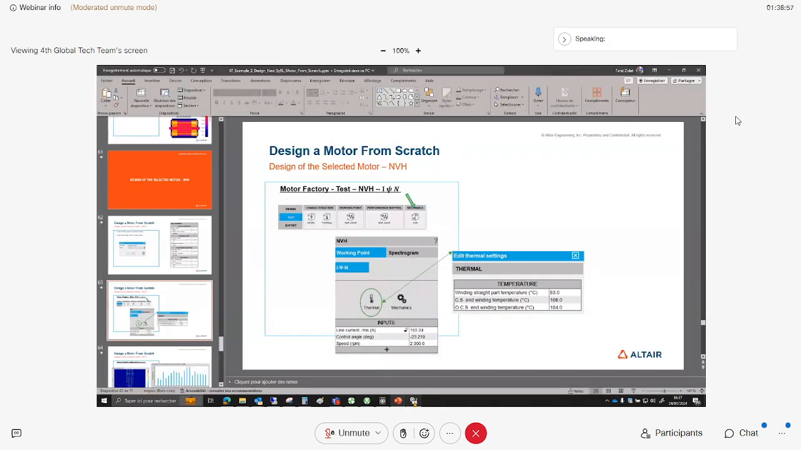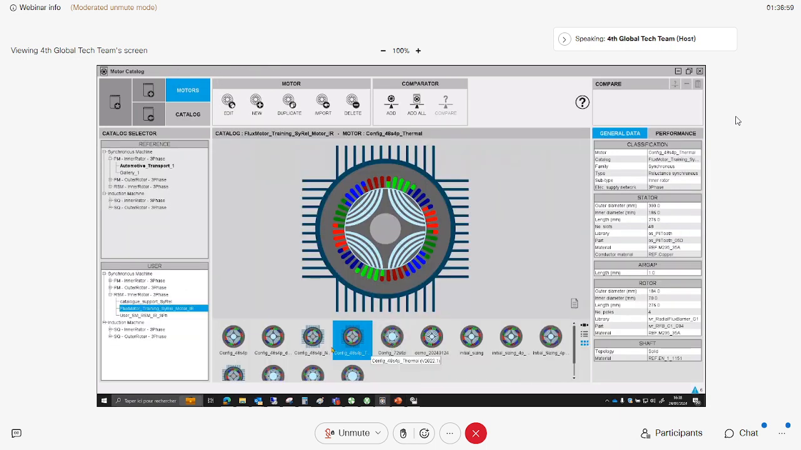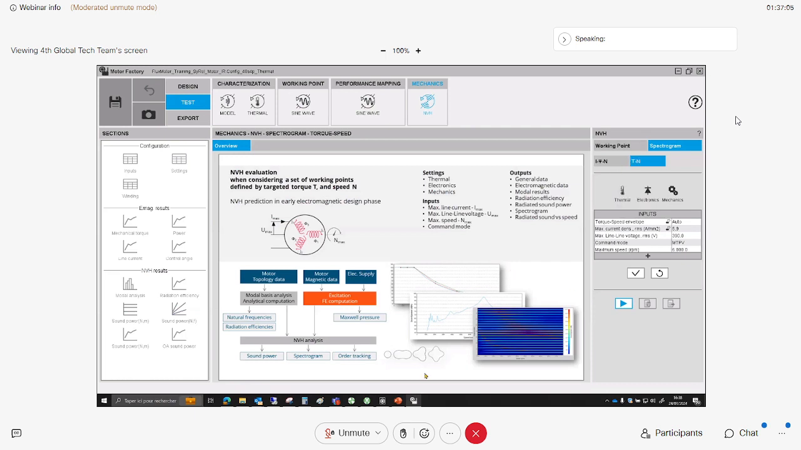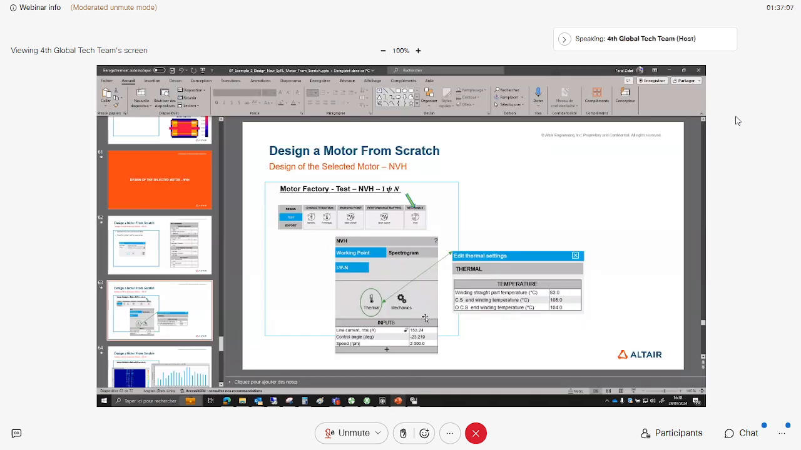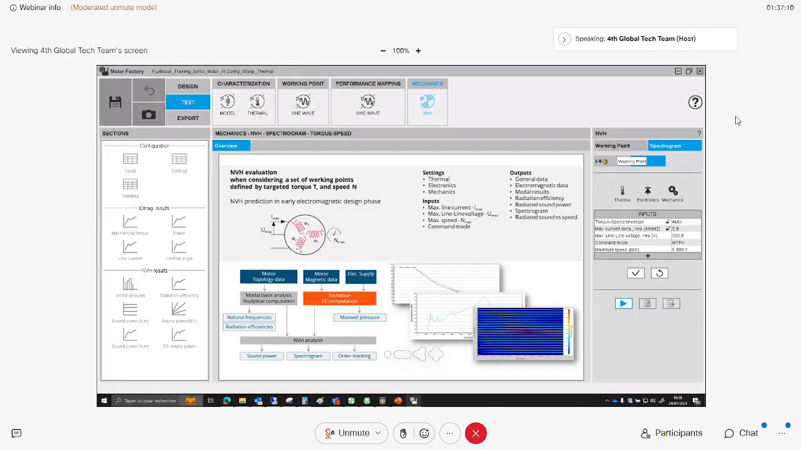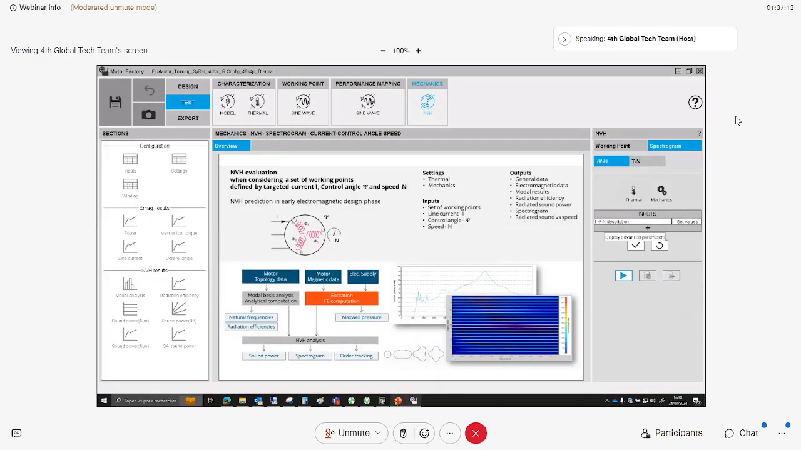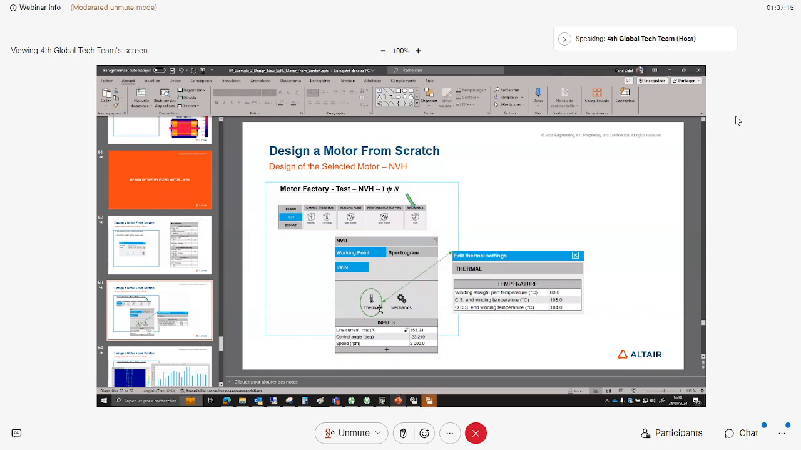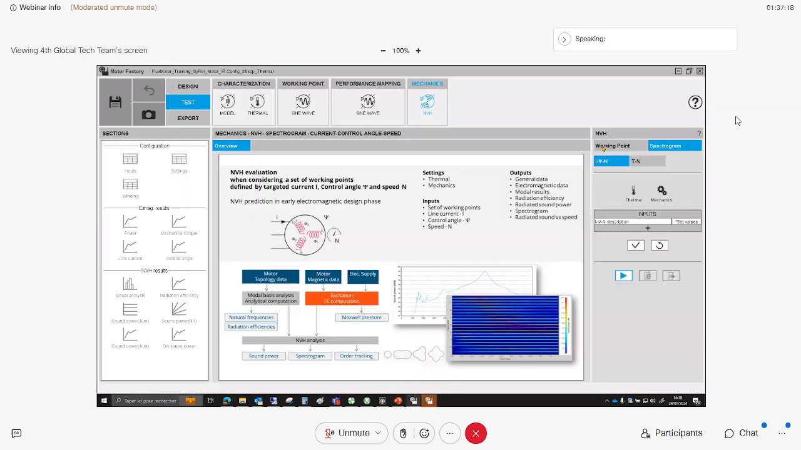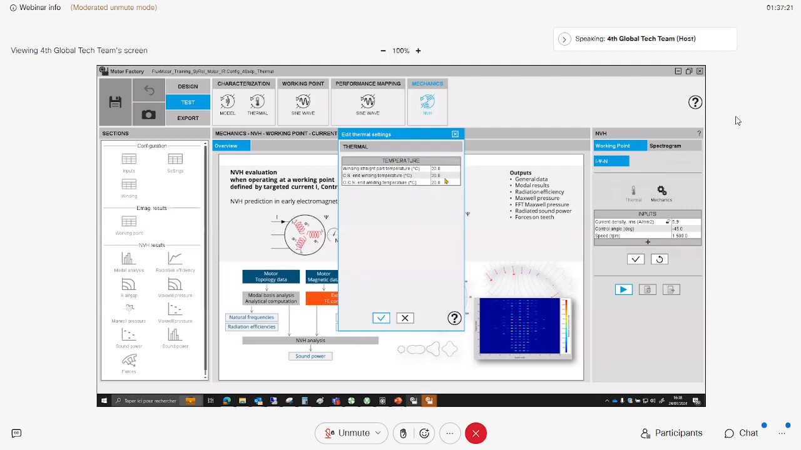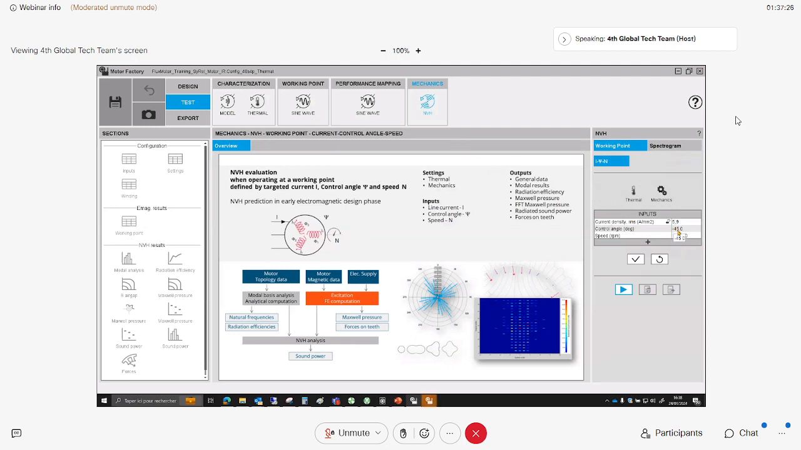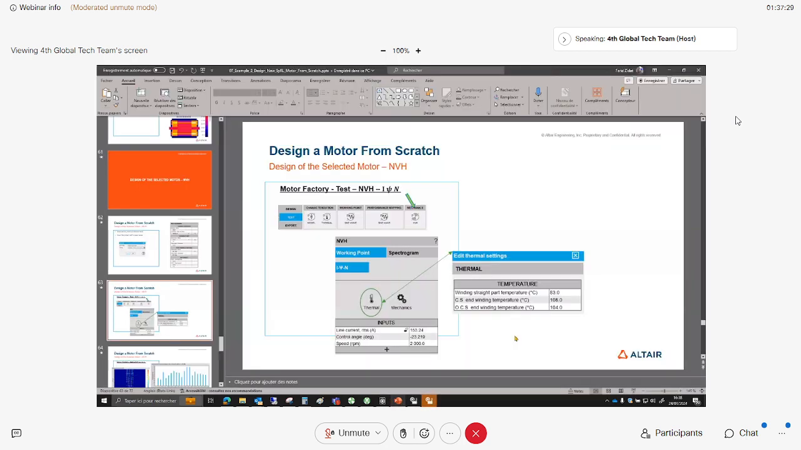Okay, so to make a test, let me maybe open the NVH one. So to make the NVH test, here we are going to start with the IPCN test. So only one working point. Then you have to make the thermal settings. So working point, thermal settings. Put the temperatures you computed previously, and the current, the control angle, and the speed that you want to consider. Here, in our case, we are going to consider the working point, the 2000 RPM.